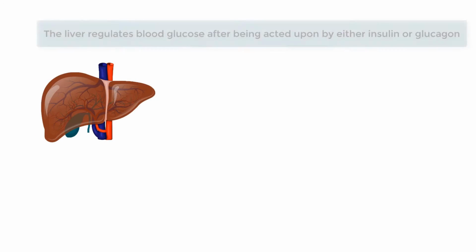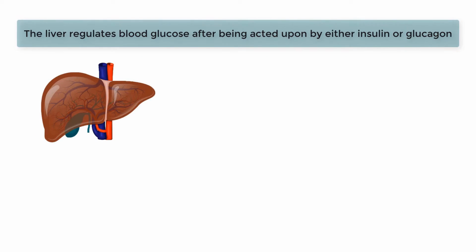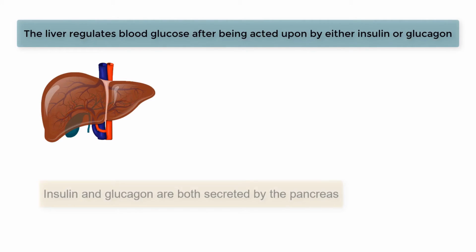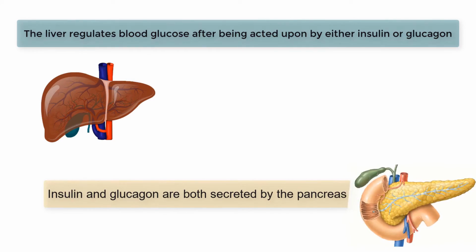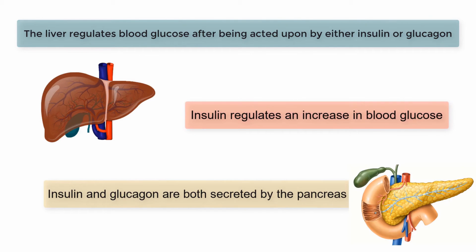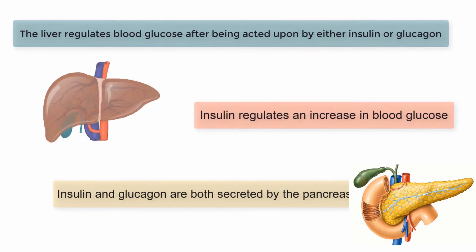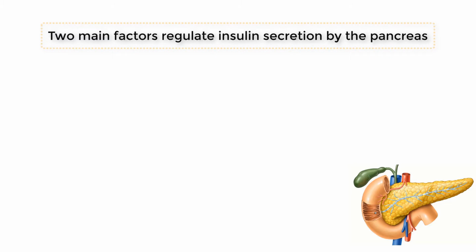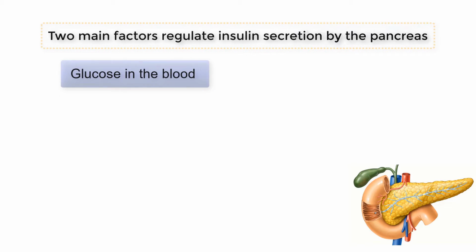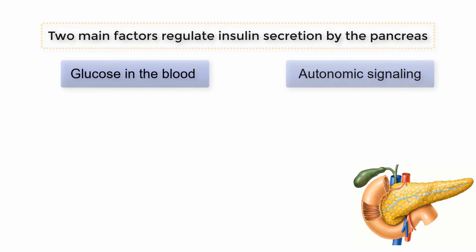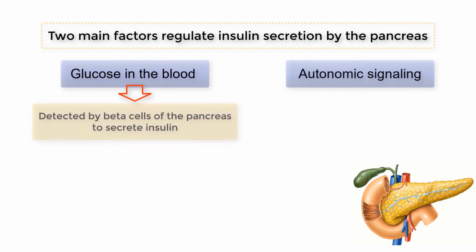The liver regulates blood glucose after being acted upon by either insulin or glucagon. Insulin and glucagon are both secreted by the pancreas. Insulin regulates an increase in blood glucose. Two main factors regulate insulin secretion by the pancreas: glucose in the blood and autonomic signaling. Glucose in the blood is detected by beta cells of the pancreas to secrete insulin.